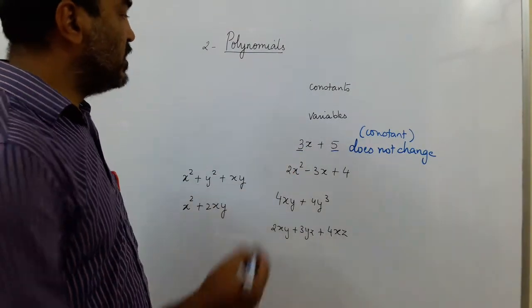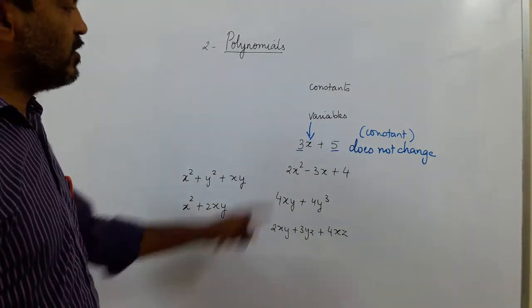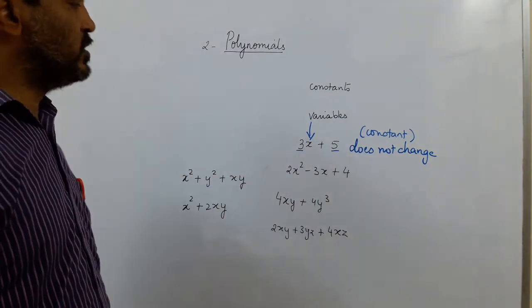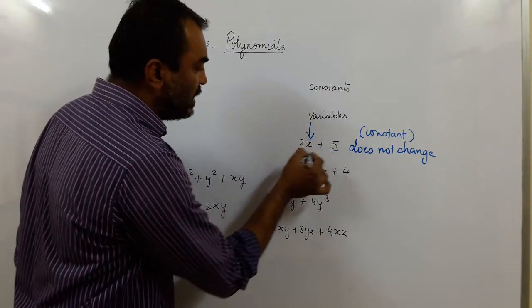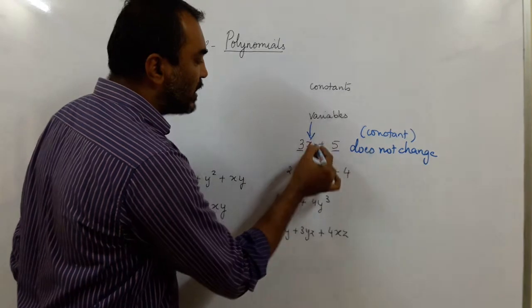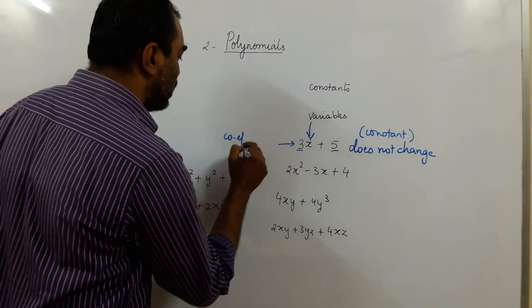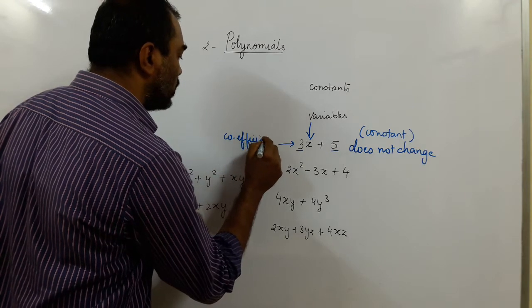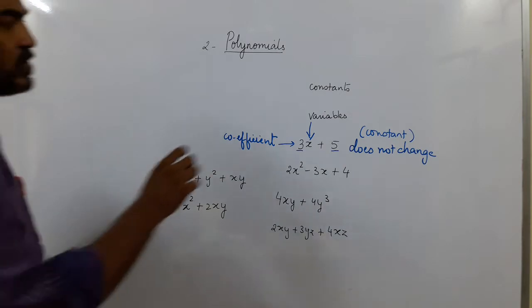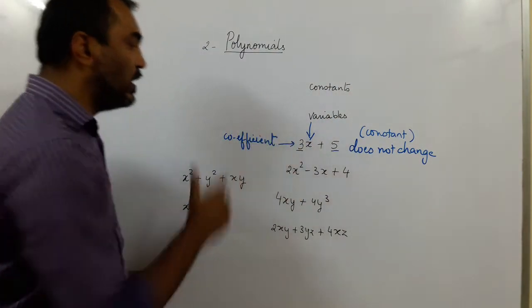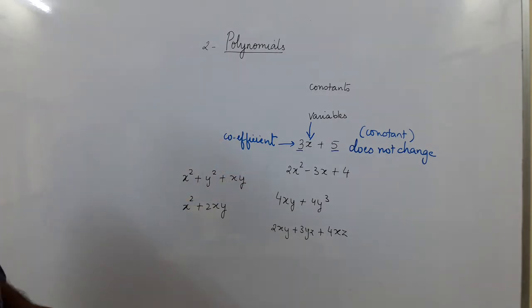But the x can change. The x is a variable. The values will keep on changing. But this 3 will not change, while the value of 3x will keep on changing if x keeps on changing. So this 3 is not called a constant, but it is called the coefficient of x. A coefficient is a constant written with a variable. So now if you have followed this, we can go to the rest.